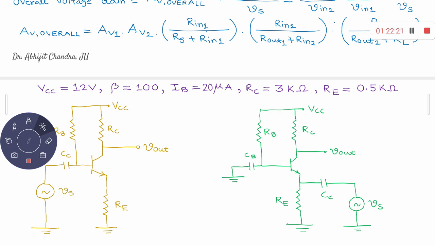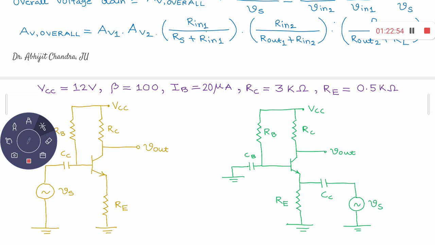It's a common emitter amplifier with emitter resistance. Common emitter amplifier with emitter resistance. With no resistance, what was the gain? Common emitter amplifier, if I have an amplifier without any emitter resistance, what was the gain? Minus gmRC.